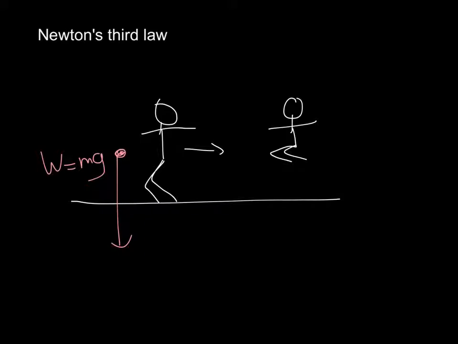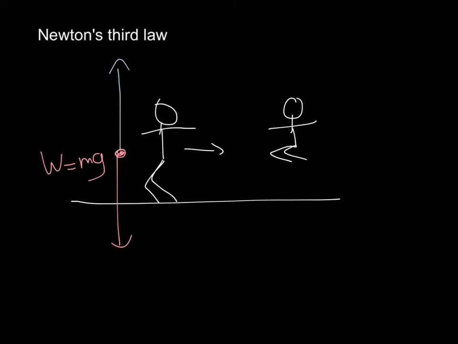Then something else has to be pushing me up, because otherwise I would be just falling through the floor. Well, what can be pushing me up? Well, it has to be the floor, right? So the floor must be pushing me up. With how much force? Well, if the floor was doing less force than my weight, then my weight would win. And if my weight won, then I would just go down. But that's not happening, right?